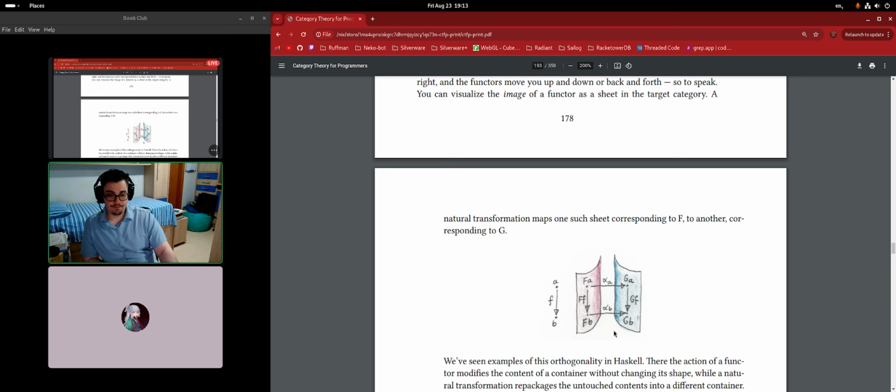Yeah, this is cool. This is very cool. I really like this diagram. It's the same sort of. Well, that's actually kind of interesting.